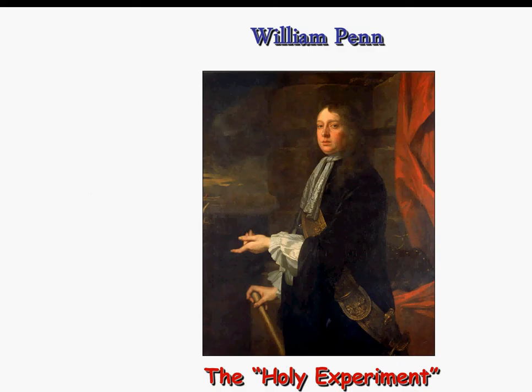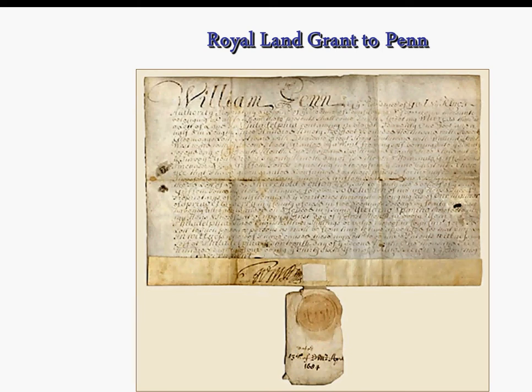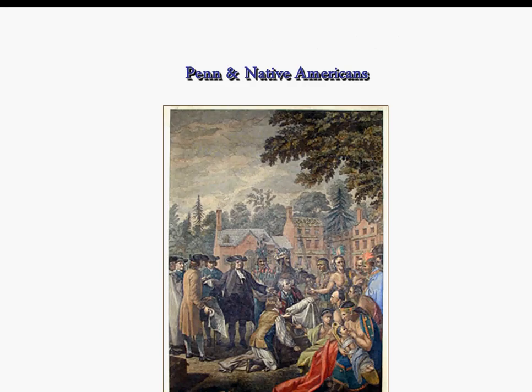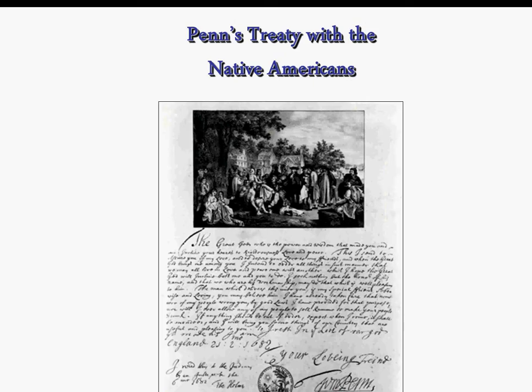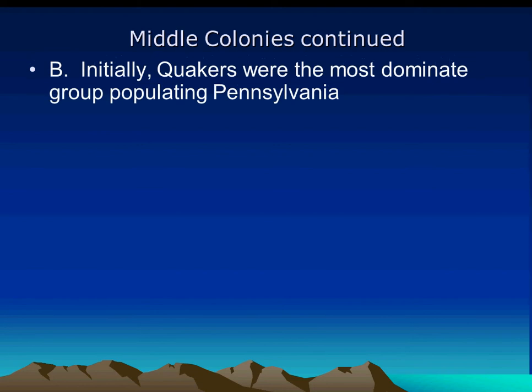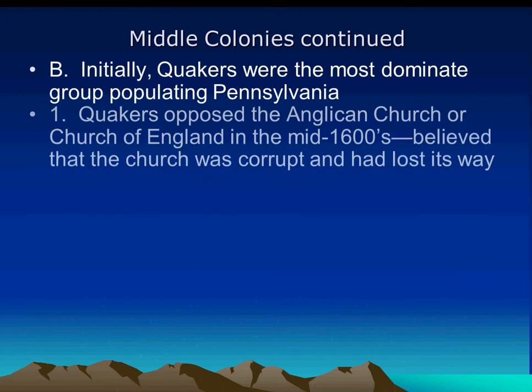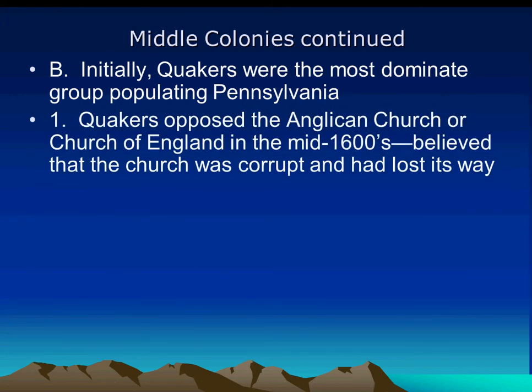William Penn, this Holy Experiment, good friends with George Fox, and he truly wants to make things better for the Quakers. This shows the royal land grant given to Penn by the king. Penn treats the Native Americans with respect, as do his other Quakers. They believe that they must buy the land from the Indians and treat them fairly. And they get along pretty well with the Native Americans. The Quakers will be the most dominant group in Pennsylvania. There'll be other people coming there, of course, but they pretty much call the shots.